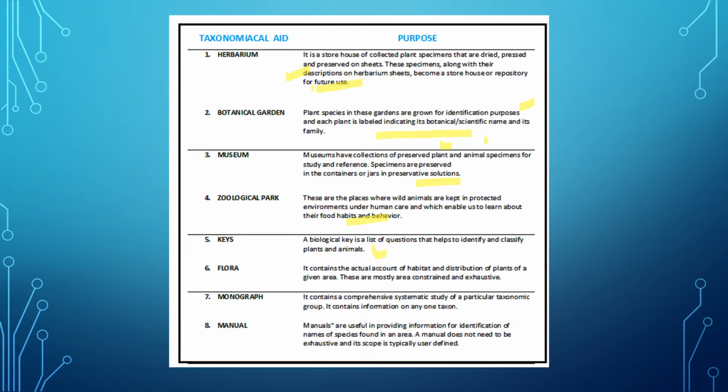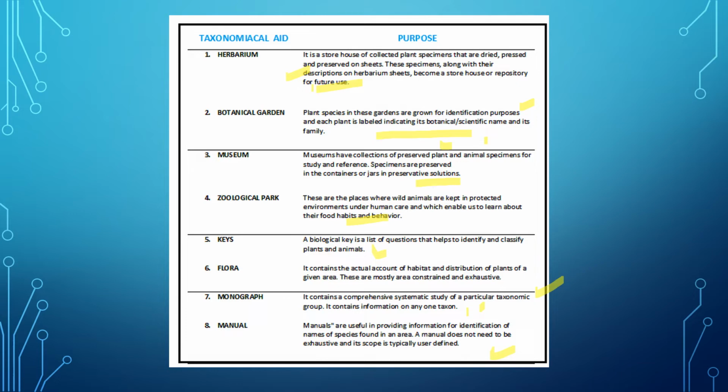Flora. It contains the actual account of habitat and distribution of plants of a given area. They are mostly constrained and exhaustive. Next, monograph. It contains a comprehensive systematic study of a particular taxonomic group. It contains information on any one taxon. Next, the last one is a manual. Manuals are helpful in providing information for identification of names of species found in a particular area. A manual does not need to be exhaustive and its scope is typically user defined.